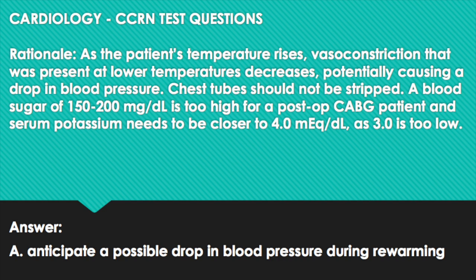For the CCRN, chest tubes should never be stripped. A blood sugar of 150 to 200 milligrams per deciliter is too high for a post-op CABG patient, and serum potassium needs to be closer to 4.0 milliequivalents per deciliter, as 3.0 is too low.